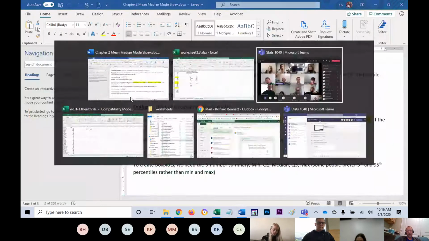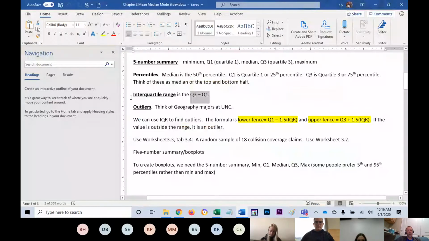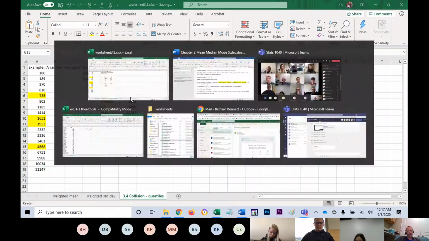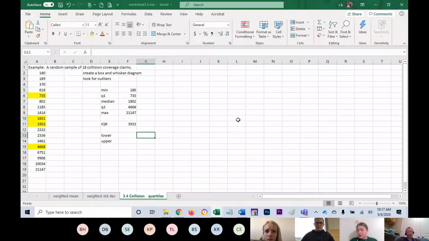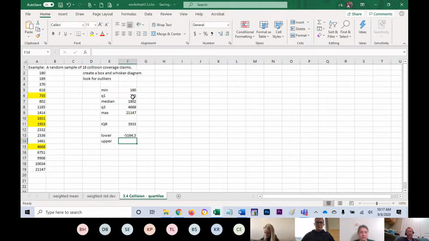Mallory, do you remember how to find the fences? So for the lower fence, it's going to be quartile 1, which is 735. Subtract 1.5 times 3933. Okay. So we got a negative number. That's interesting.